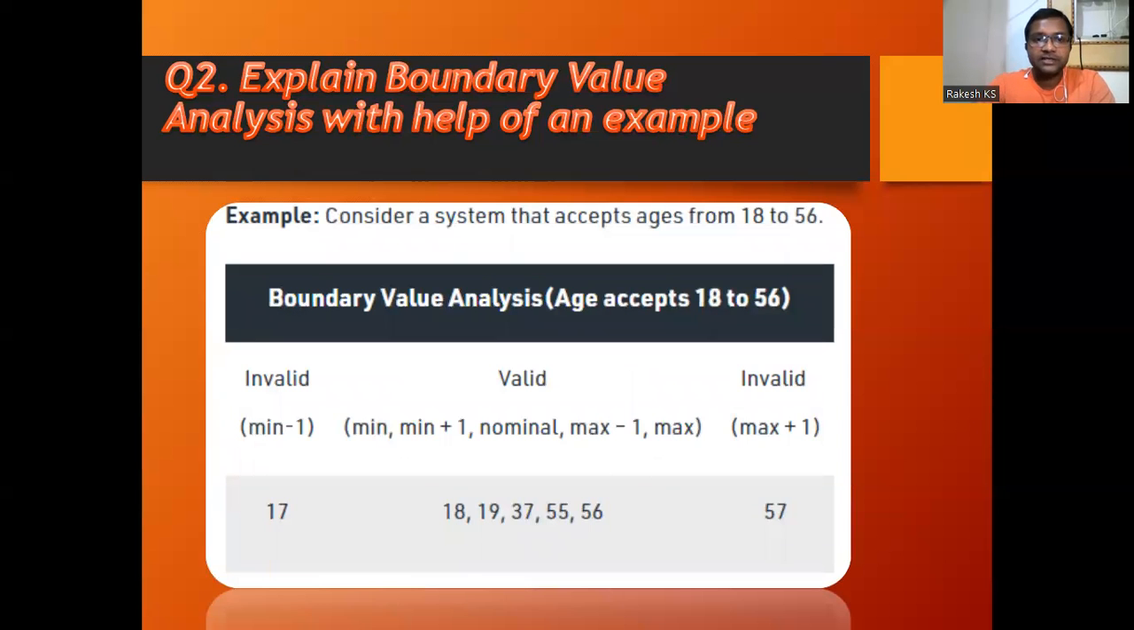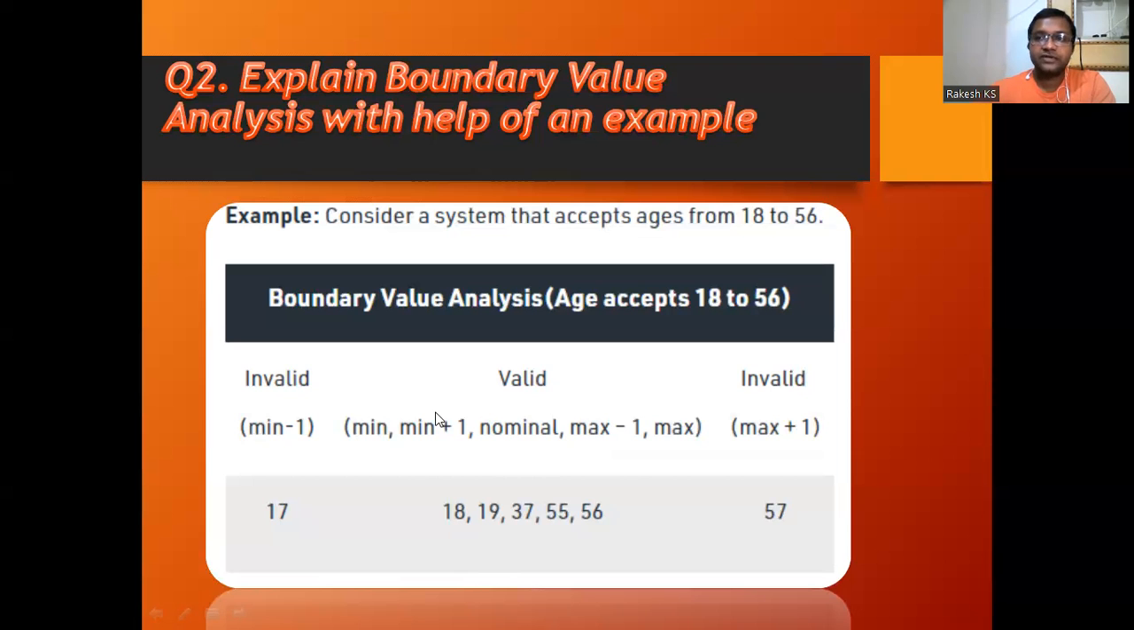Now let us take an example: consider a system that accepts ages from 18 to 56. Here we can take the boundary values as 18 to 56. Apart from 18 to 56, everything is invalid. In the valid range 18 to 56, we have a nominal value. After that, we have the minimum and greater than minimum, and the maximum and lesser than maximum. If you enter 17 or 57, or any number apart from the valid numbers, that will be considered invalid.